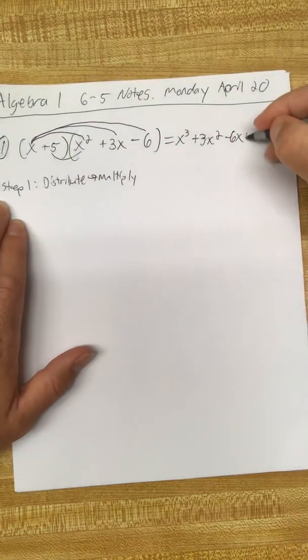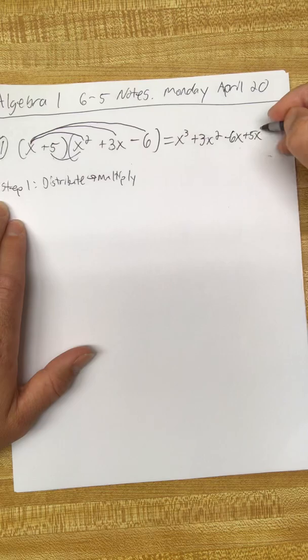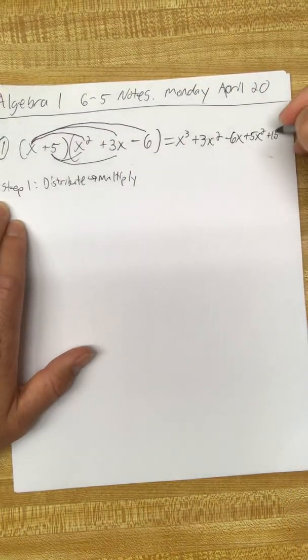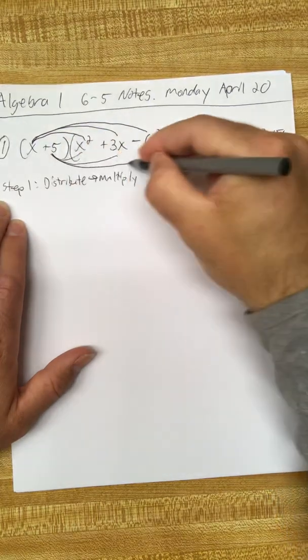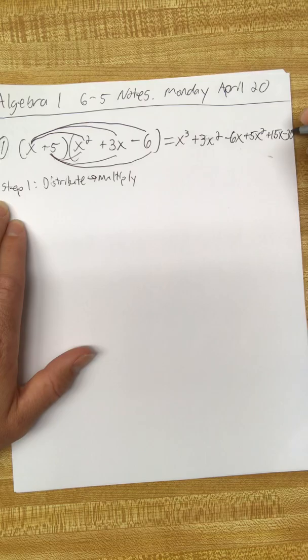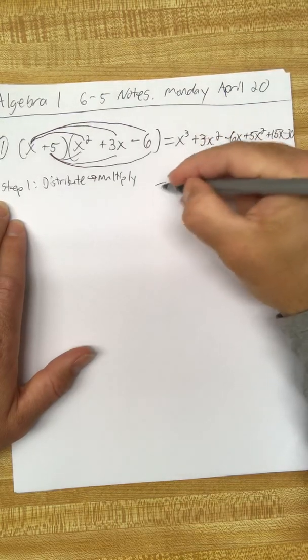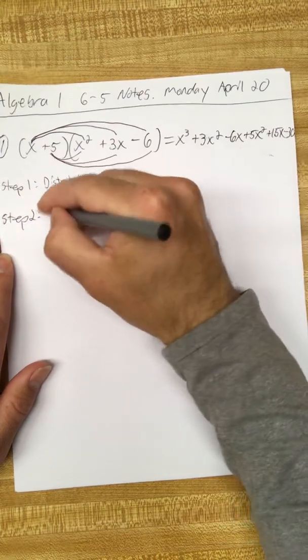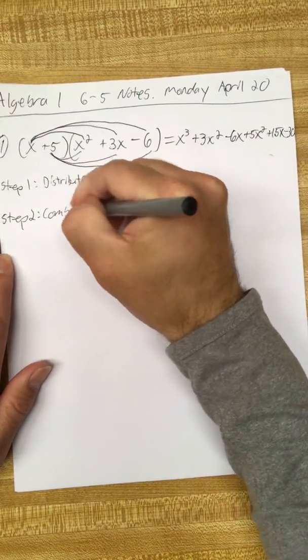Distribute the 5. You get 5 times x squared is 5x squared. 5 times 3x is 15x. And then 5 times the negative 6 is negative 30. Trying to squeeze that on the end there. All right. Step 2, combine like terms.